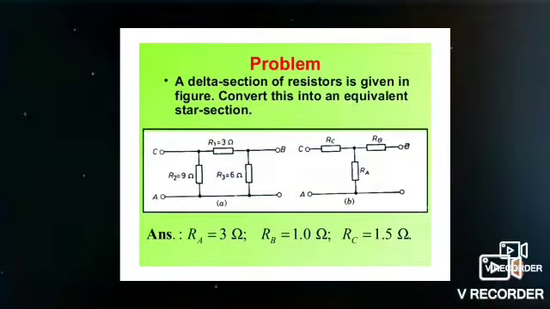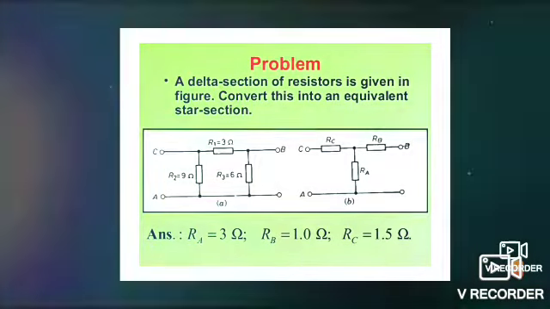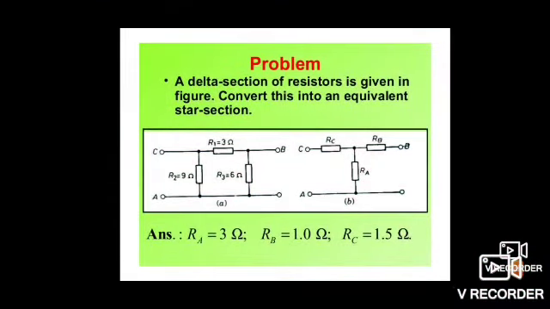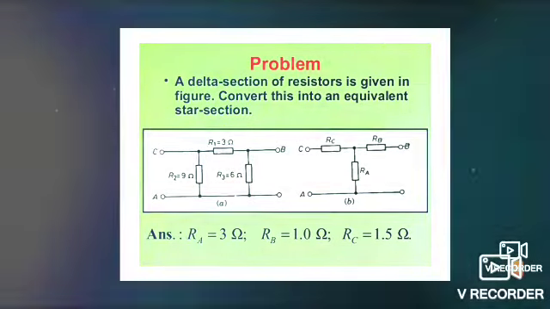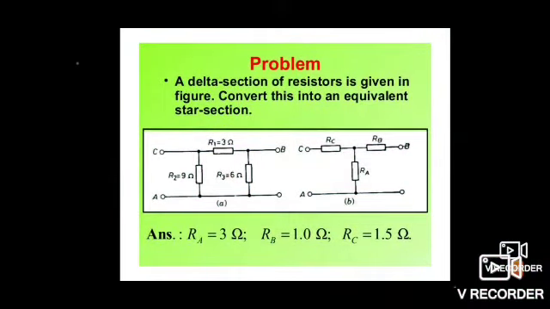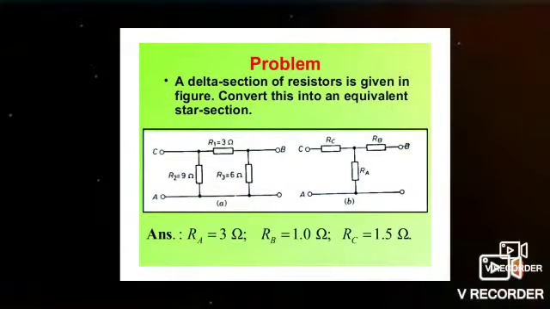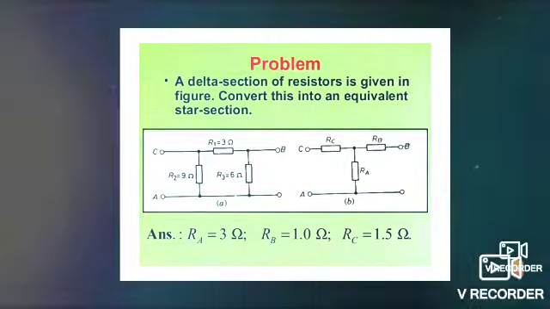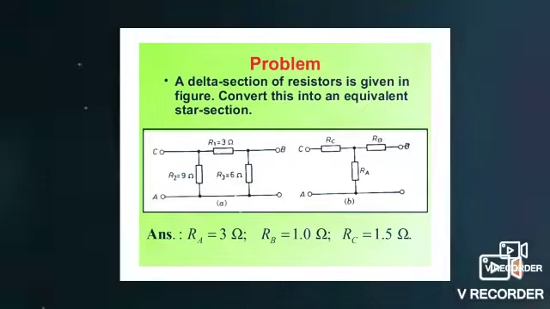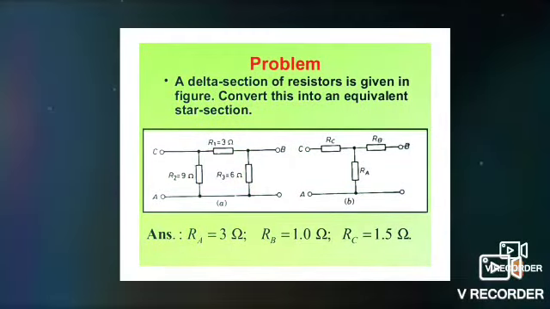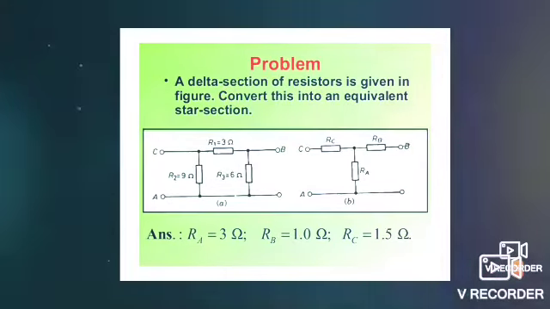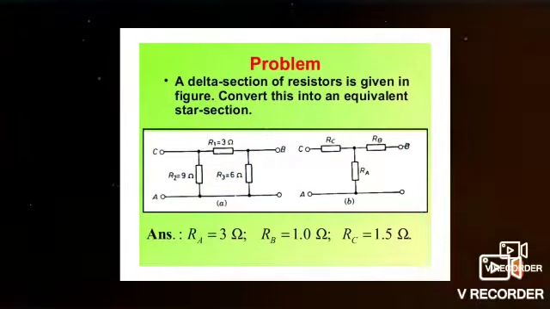Now we will see the problem. A delta section of resistors is given in the figure. Convert this into the equivalent star section. The first figure is the problem. It has 3 resistances R1, R2, R3 in the form of delta. We have to convert this into a star connection, that is RA, RB, RC, shown in the second figure. The answer is RA is 3 ohm, RB is 1.0 ohm, RC is 1.5 ohm.